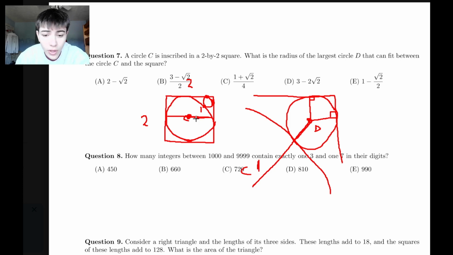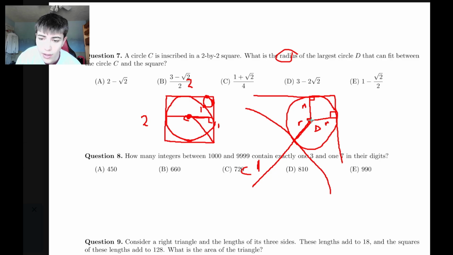And then if we look at this whole distance from the center of C to the corner, that's going to be 1 times the square root of 2, since it makes an isosceles right triangle right here. So we multiply by square root of 2. That's a special right triangle, 45, 45, 90. And let's just give this little radius that we're trying to find the name r. So r would be right there.